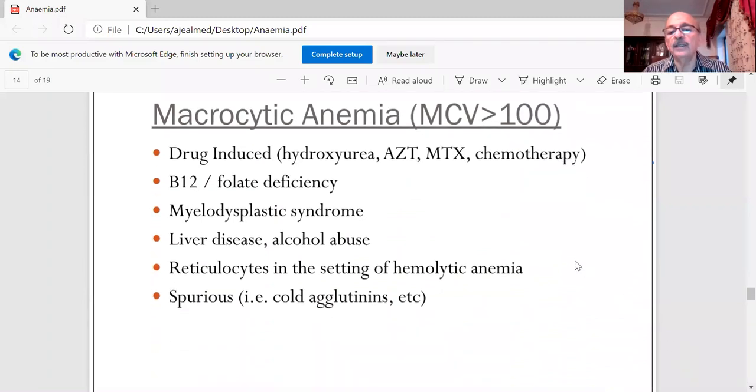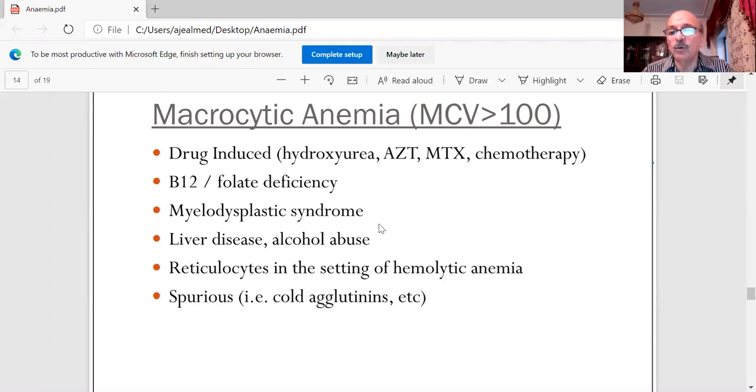Now, macrocytic anemia. Macrocytic anemia is when the MCV is above 100, okay? This could be drug-induced: hydroxyurea, methotrexate, most of the chemotherapeutic agents can cause this, and they are commonly used. If the patient is being treated in Al Hussein Cancer Center, then most probably his anemia is due to one of these. The other causes are B12 and folate deficiency, okay? And you should remember from your physiology the iron metabolism, B12 metabolism, and folic acid metabolism, okay? Again, these are common questions in the exam.